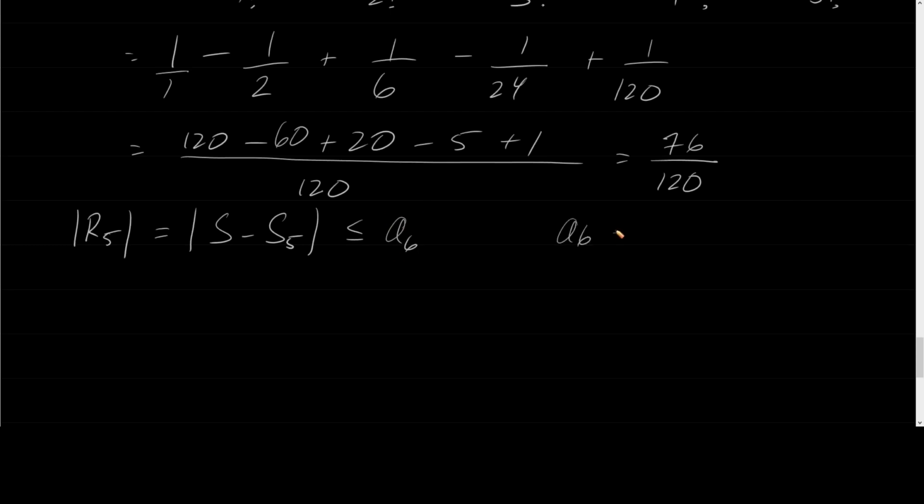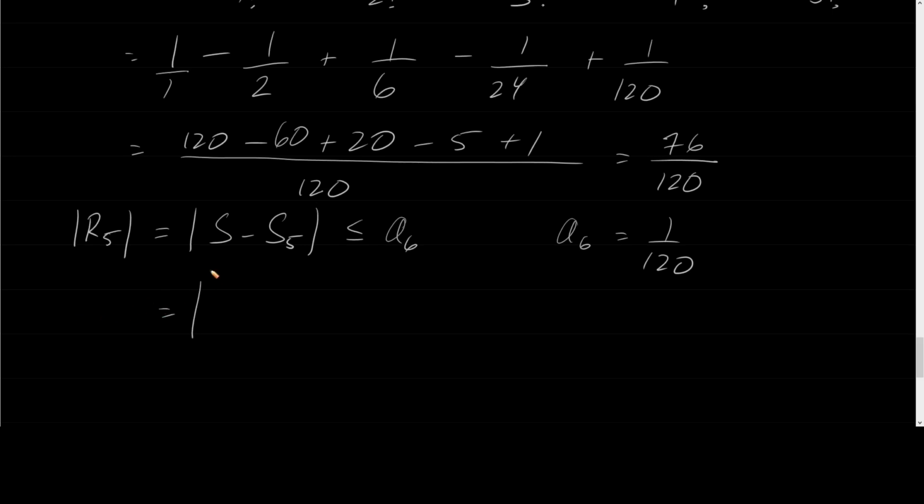And what is a sub 6? Well, that's going to be 1 over, well, let me write it this way. Negative 1 to the 7th times 1 over 6 factorial, right? And in here, what we really want to do is consider the absolute value of this, right? Because we're only looking at the sequence itself. The sequence is just without that alternating stuff, right? So a sub 6 is just 1 over 6 factorial.